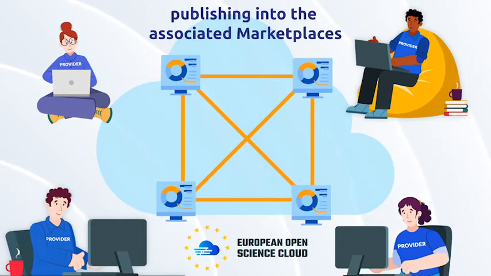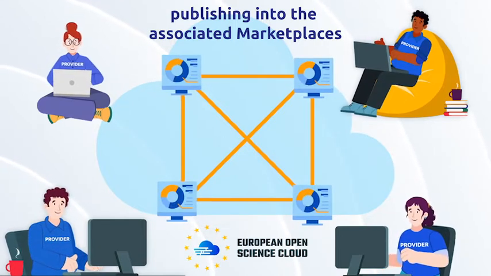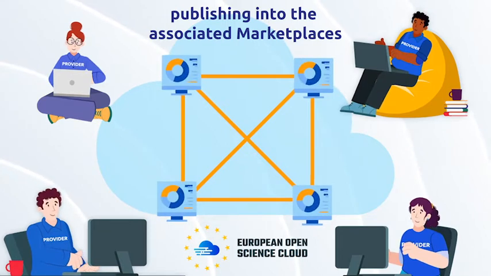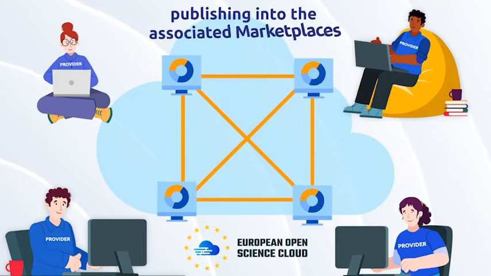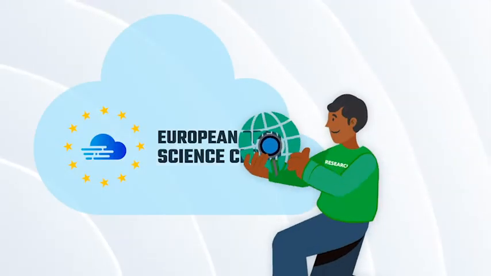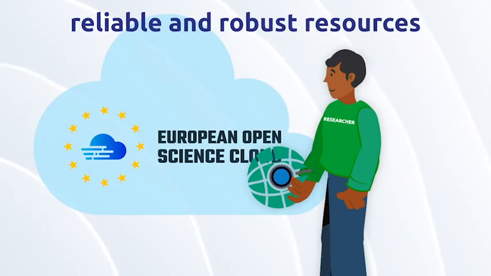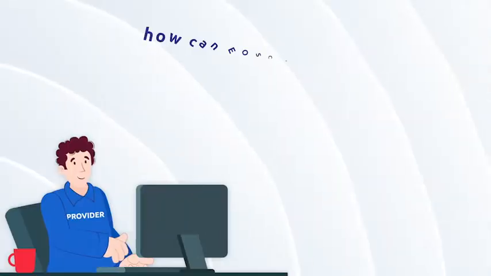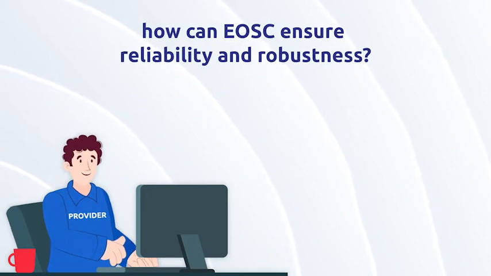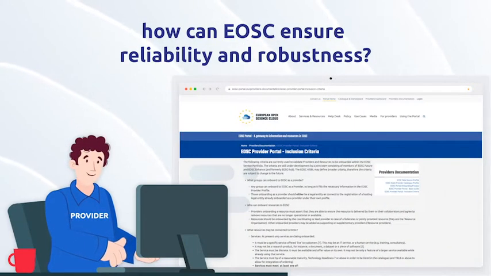The EOSC-Pillar project supports the onboarding of services into the EOSC Portal catalog in close cooperation with the EOSC flagship project, EOSC Future. The resources made available through the EOSC catalogs and marketplaces are reliable and robust. This is one of the added values of the EOSC ecosystem. How can the EOSC ecosystem ensure reliability and robustness?